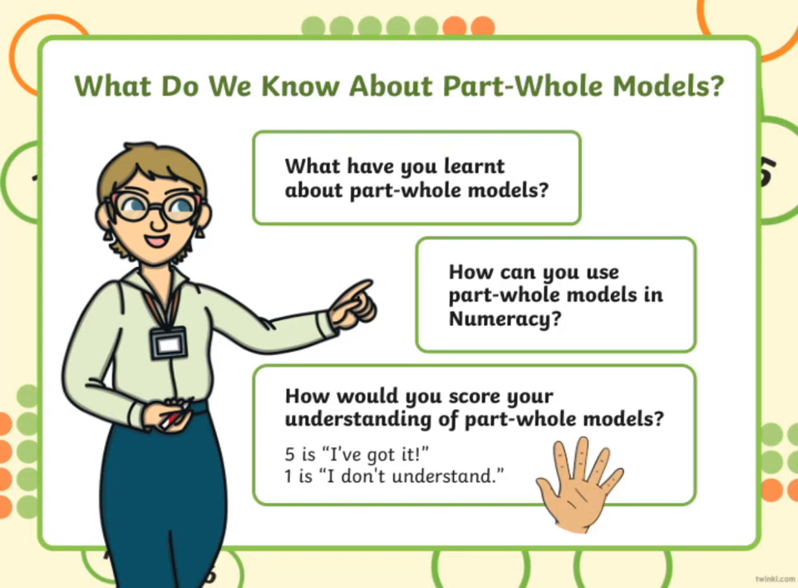So, how would you rate your understanding of part-whole models? Think about it. 5 means you've got it completely, you're confident and ready to go. And 1 means you're still unsure, maybe a bit lost. This is a great way to gauge where you're at with this concept.